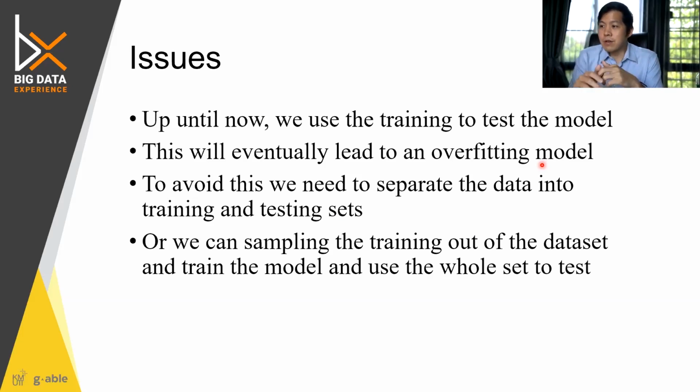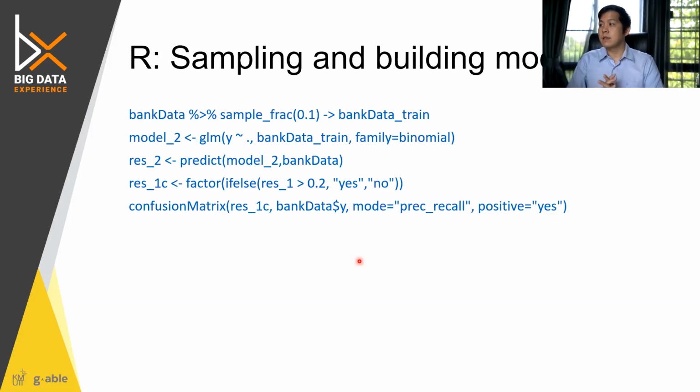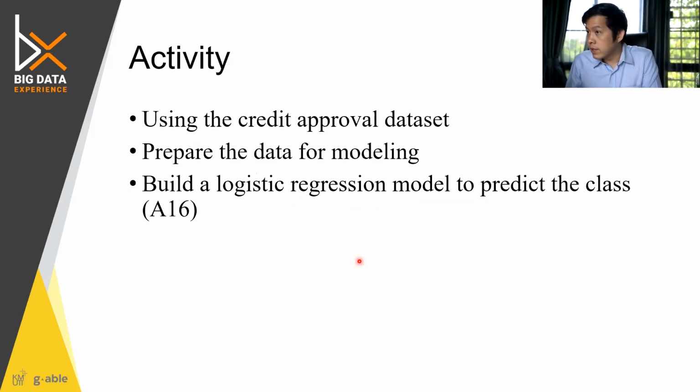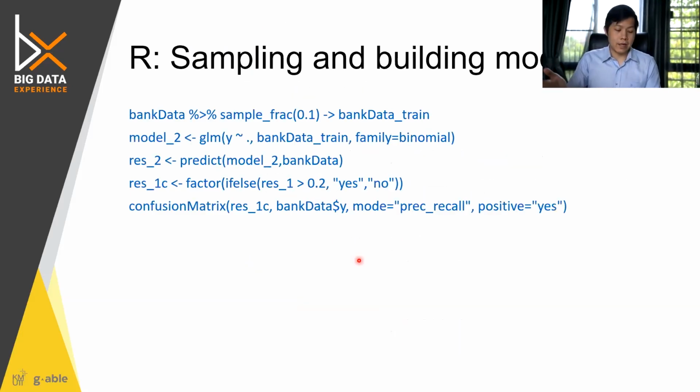Okay, so in an actual setting, usually we want to separate the data into a training set and a test set, or we can sample the data for the training set and have the test set as the remainder, right? This will be done next week. I can do that here as well. So we can separate the data into two parts: the first part for training, the second part for testing.